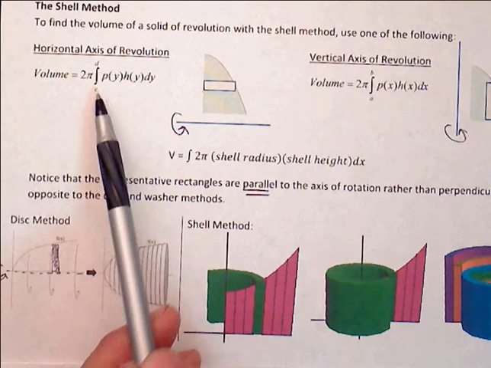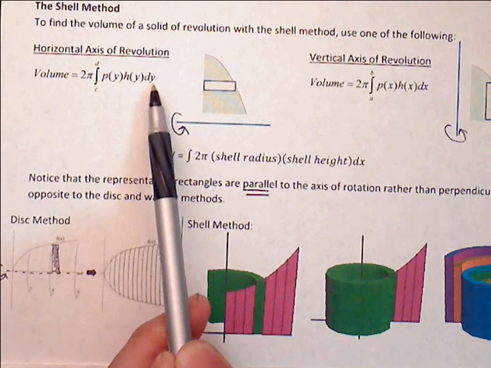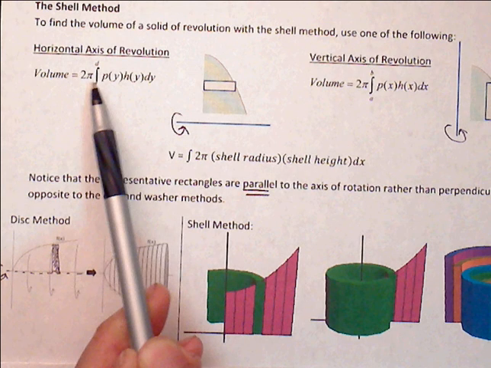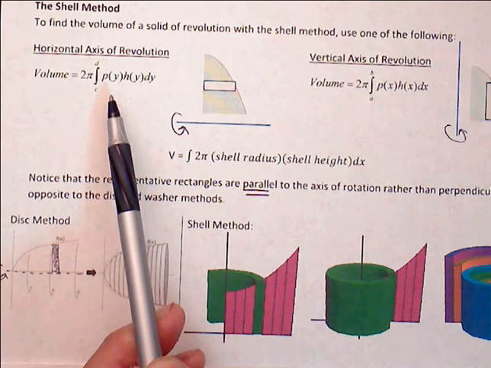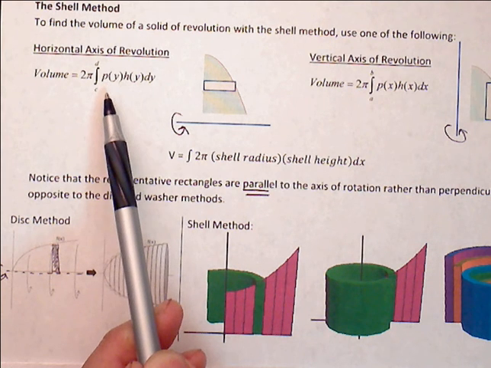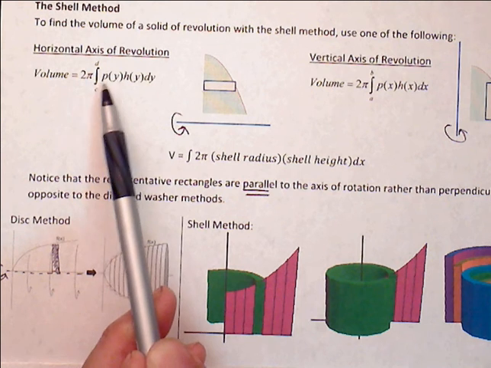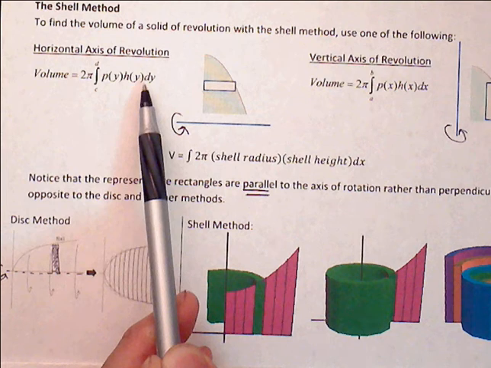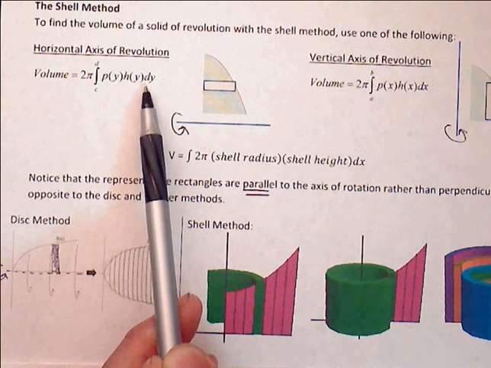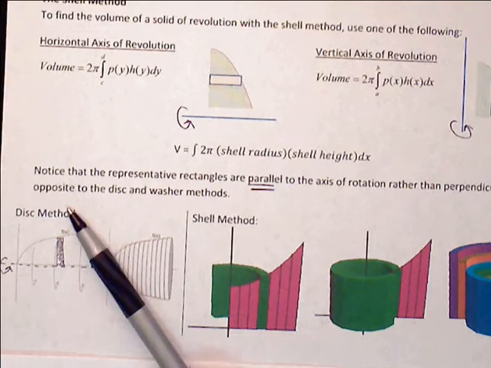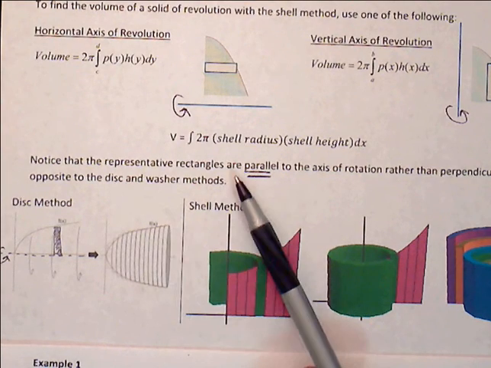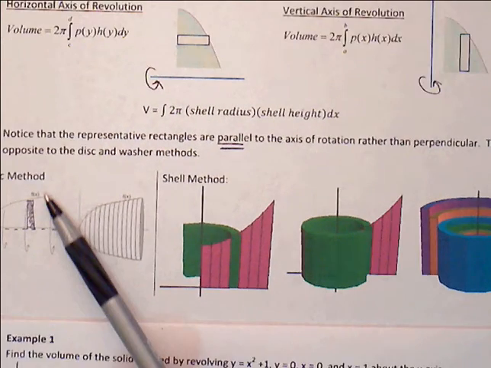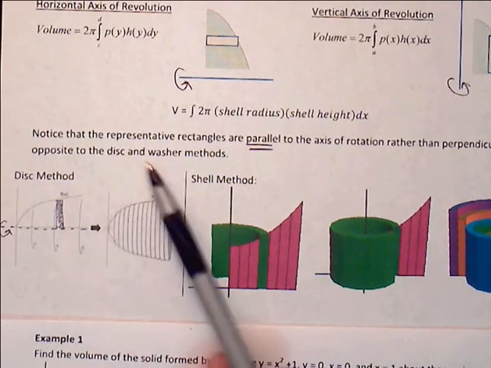Now the formula is 2 pi integral p of y h of y dy. Within this formula, it takes into account these cylindrical shells that are wrapping themselves around the axis of revolution to create the solid. Note that the representative rectangles are now parallel to the axis of revolution rather than perpendicular. Okay, so this is the opposite of the disk and washer method.